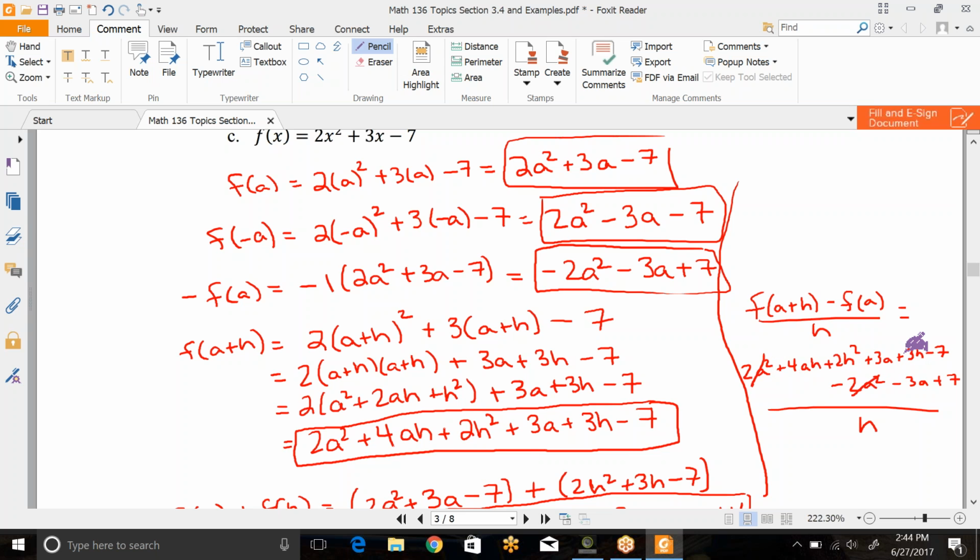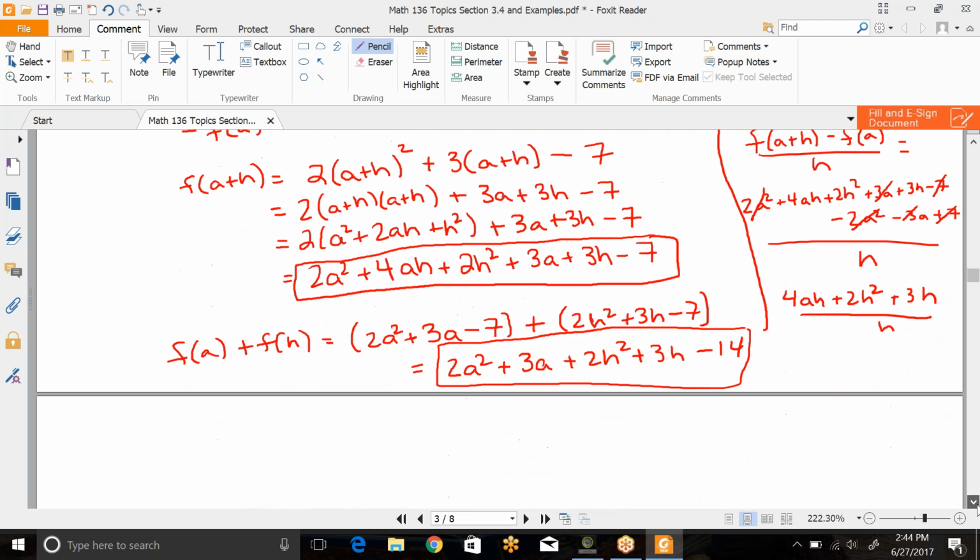So the a squareds are going to cancel, the 3a's are going to cancel, and so are the 7s. So you're left with 4ah plus 2h squared plus 3h all over h. And everything has an h, so it's going to reduce down by 1. So this would be 4a plus 2h plus 3. And that's it for that example.